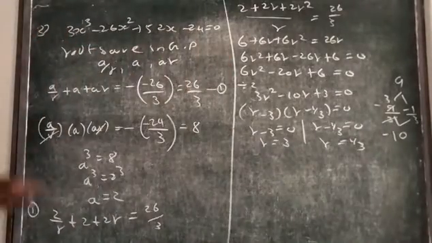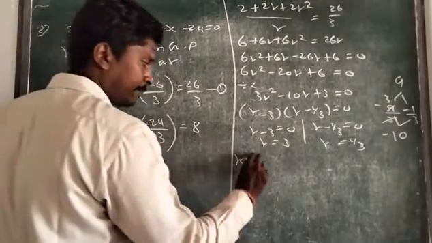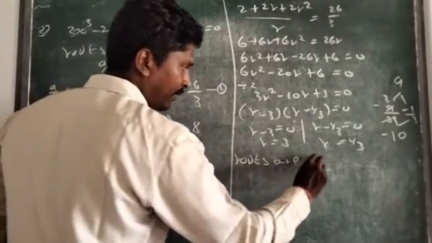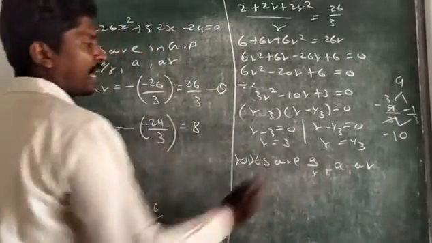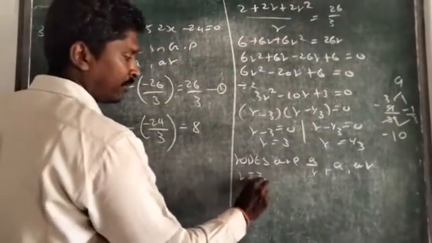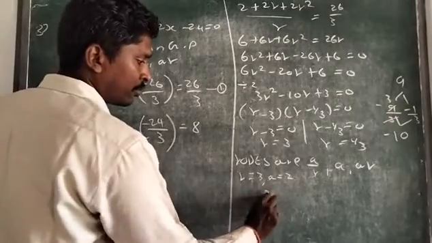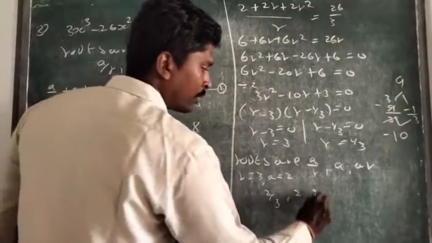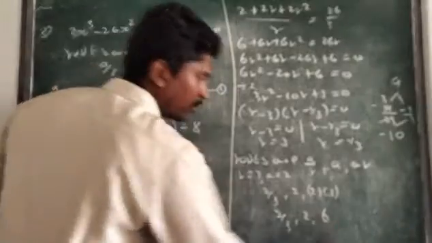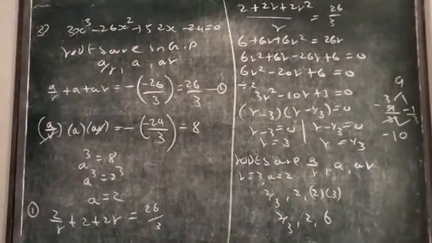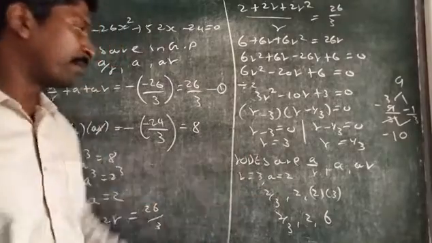Now we already know the value of a. So the roots are in the form of a by r, a and ar. Substitute the a and r values there. If you take r equal to 3 and a equal to 2, then 2 by 3, 2, and 2 into 3 becomes 6. So 2 by 3, 2 and 6 are the roots of the same polynomial.